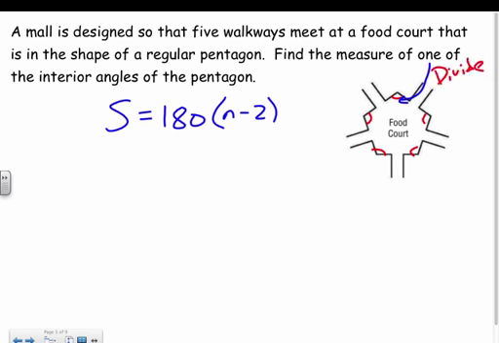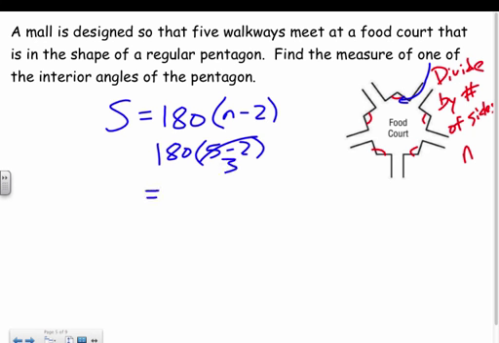After you find the sum, divide by the number of sides, which in this case is n, right? We're using n for the number of sides. So after I find my sum, let's go ahead and do that. 180, and it's 5-sided, it's a pentagon. So this is really 3 times 180, which gives us 540. So that's the sum of all 5 angles.